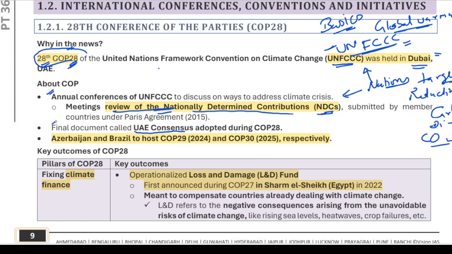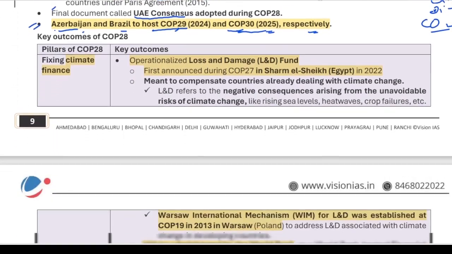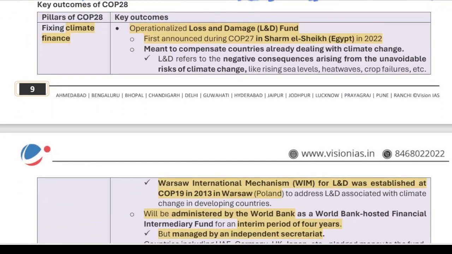This is not that important, but this fact is important: Azerbaijan and Brazil are to host COP29 and COP30 respectively. COP29 will be hosted by Azerbaijan and Brazil will host COP30 in 2025. Okay, what are the outcomes of COP28? With respect to climate finance, it operationalized the loss and damage fund.